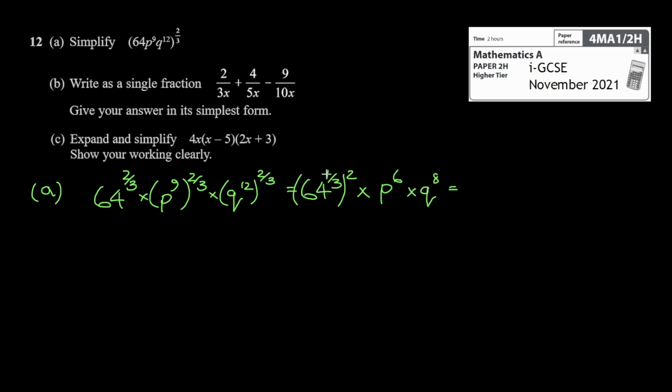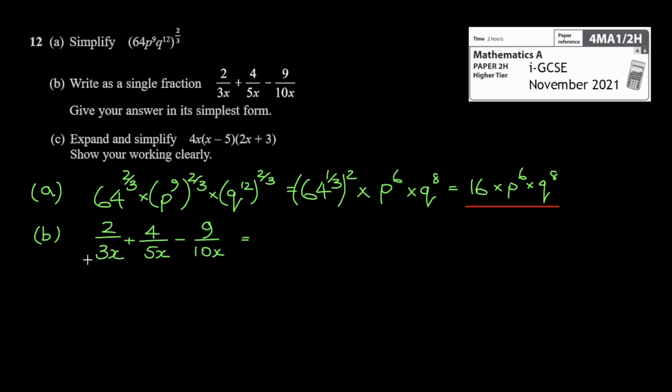And this is equal to 64 raised to the power of a third means the cube root of 64, which is 4. 4 squared is 16. So this is equal to 16, and then we copy and paste the rest. 16 times p to the 6th times q to the 8. And that's your answer.